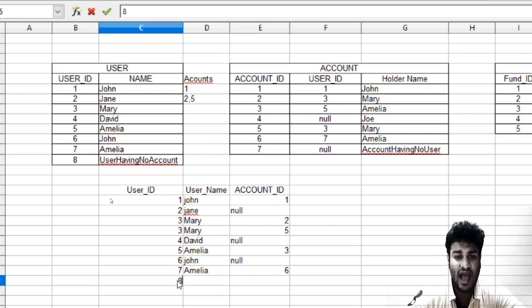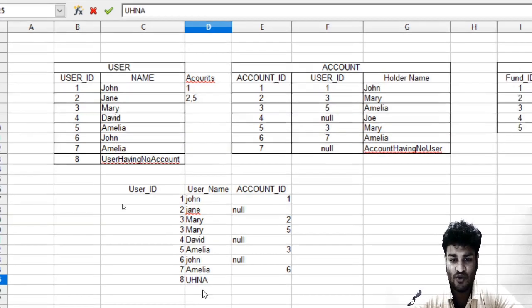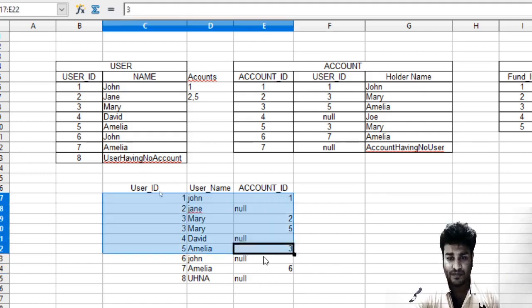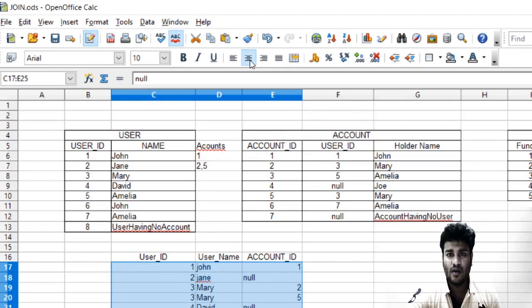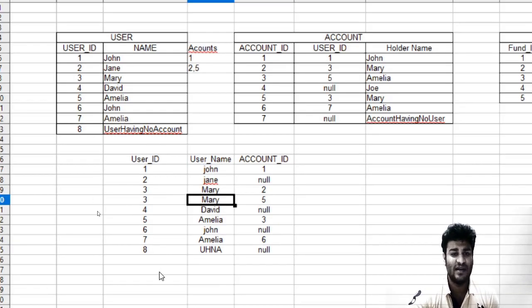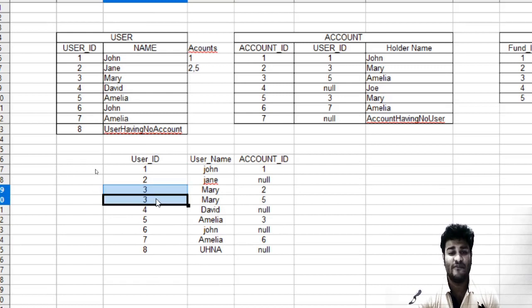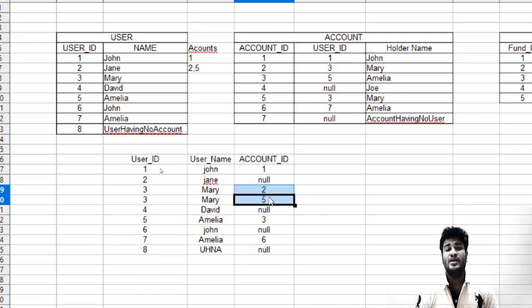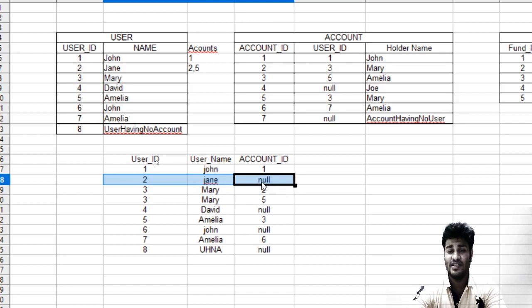And at last we have a user having no account. I'm just typing user having no account, UHAN, as a short form acronym, and we say null. If you see over here, all the records of the left table are present. You will find all the names and all the user IDs which are there in the left table, but a few records have repeated themselves many times as per the account ID. Because Mary has 2 accounts, it has repeated itself 2 times. So the difference between left join and inner join is that inner join will not show you these values in which the account ID is null.